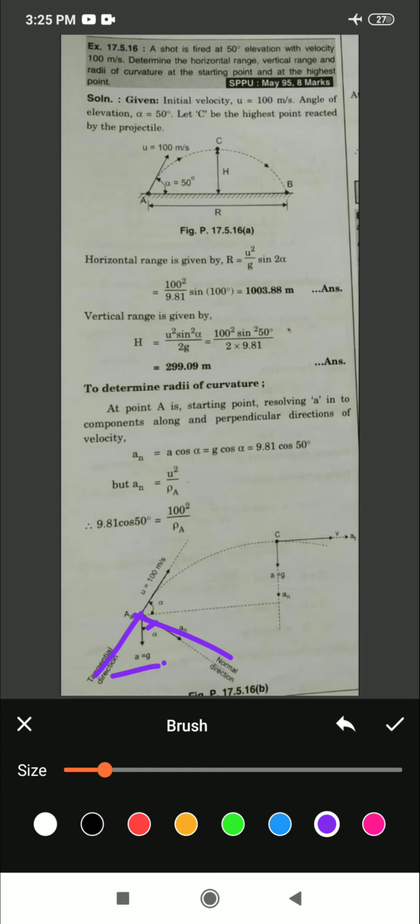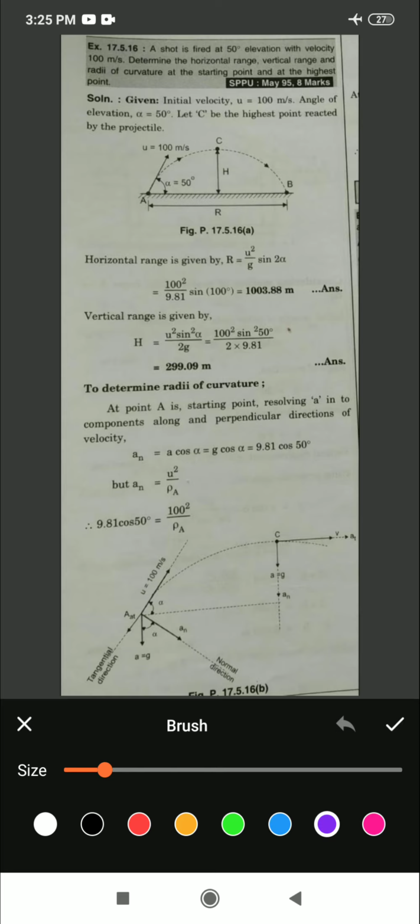The component of acceleration along the normal is a cos alpha, and by substituting a equals g, it will be g cos alpha. Substituting the values of g and alpha, we can write the equation as 9.81 cos 50 equals an, meaning the component of acceleration along the normal direction is 9.81 cos 50.